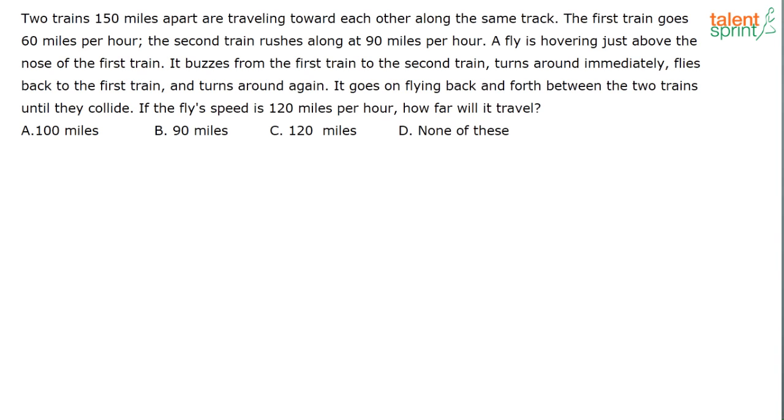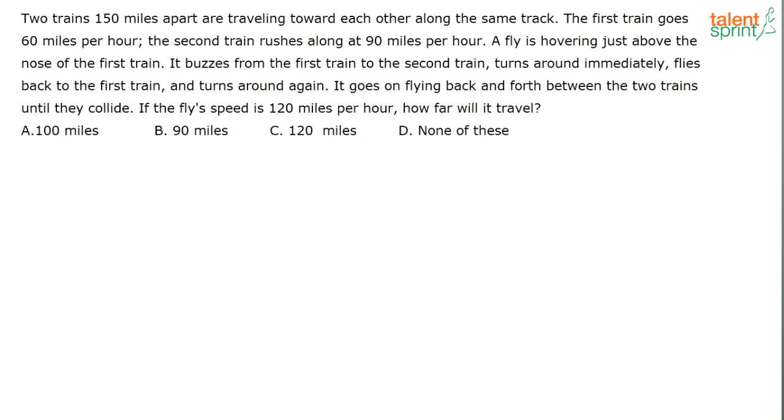So, this is the famous bird train problem. Again, this question has been previously asked in a lot of recruitment drives. Afsar got it? Good, Afsar. So, the question is this. Two trains 150 miles apart are travelling towards each other along the same track. The first train goes at 60 miles per hour. The second train rushes along at 90 miles per hour.